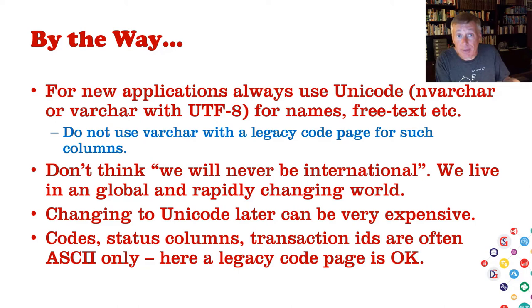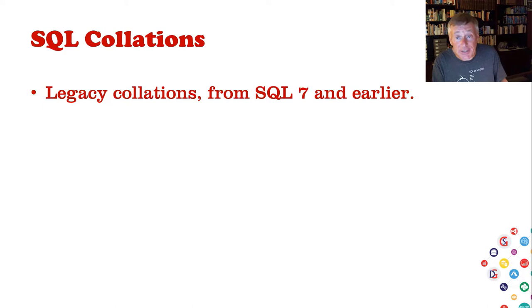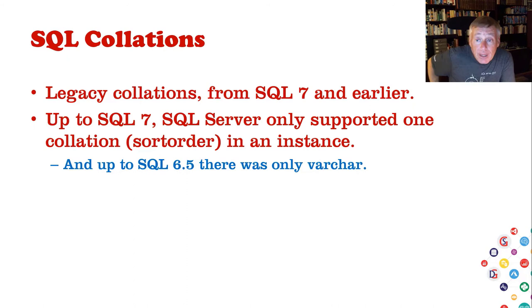Now let's move over to the SQL collations. These are legacy collations from the days of SQL 7 and earlier. Up to SQL 7, you could only have one instance on one machine of SQL Server. Multi-instance came with SQL 2000. Anyway, you could only have one collation, or sort order as it was called in those days, for the entire server, all databases, all columns. And even earlier, at 6.5, there was only varchar. There was no nvarchar, no support for Unicode.